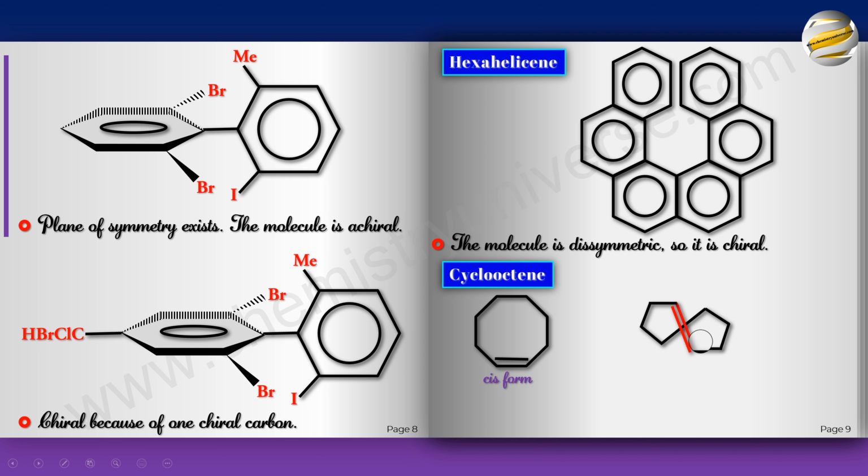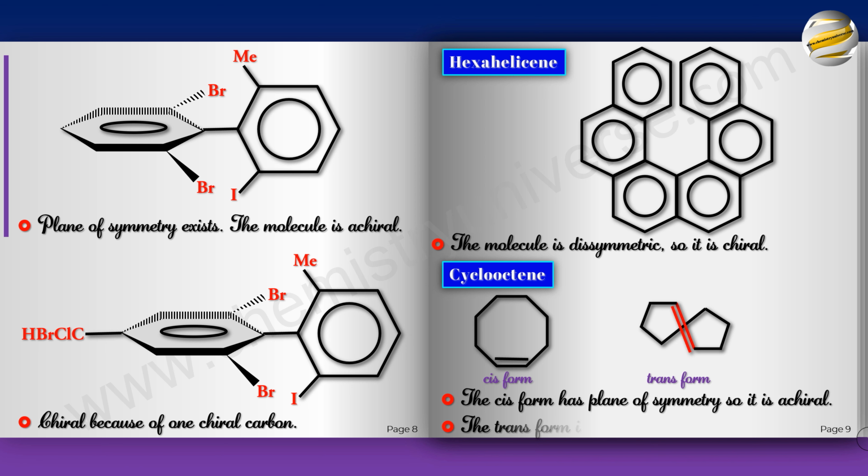So it's the trans, and the trans one is optically active. There is no symmetry there. The cis form has a plane of symmetry, so it is achiral. The trans form is dissymmetric, so it is chiral.